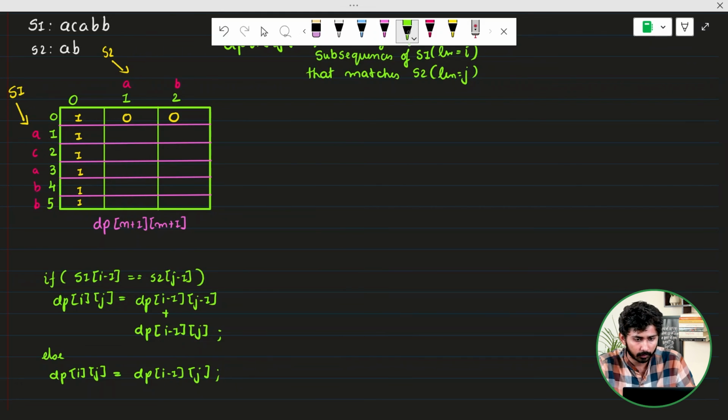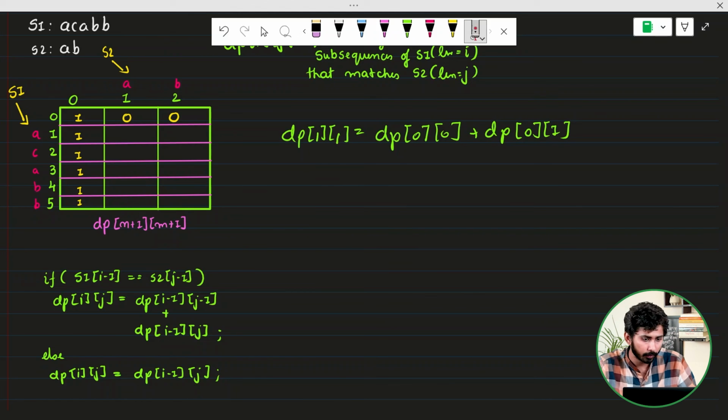So dp of 1 comma 1 is equivalent to dp of 0 comma 0 plus dp of 0 comma 1. So what does it say? For this value, if the character is matching, fetch the value diagonally, this value, and fetch the value over here. Add both these values, and I'll be getting 1. So that is what I will be placing over here, 1.